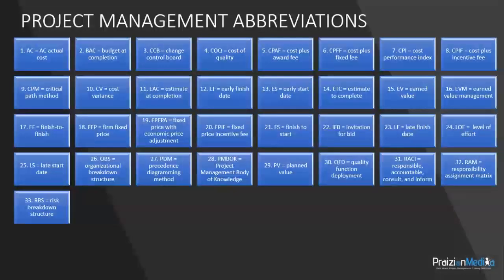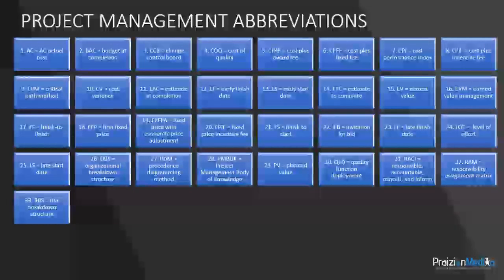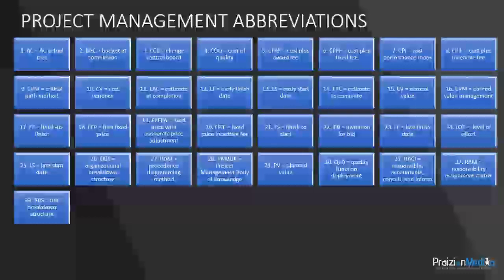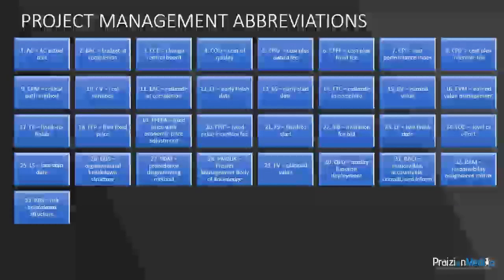RBS, risk breakdown structure. The risk breakdown structure, a term coined by my buddy, the risk doctor, is similar to other structures such as the WBS, the OBS, in that it shows hierarchy, how risks are broken down by category and type.